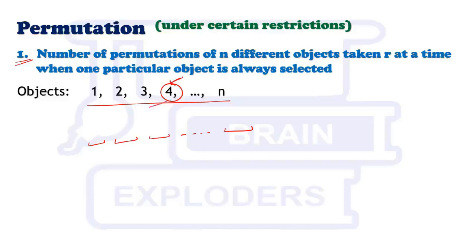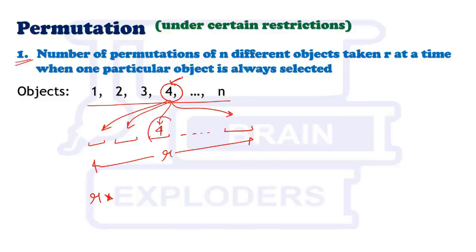4 can go in the first place, or in the second place, or in the third place, or in the last place, and so on. So how many choices does 4 have? If there are r places, 4 has r choices. So our first job, first operation, has r choices. Now suppose 4 is filled in some place. Suppose here we filled 4.